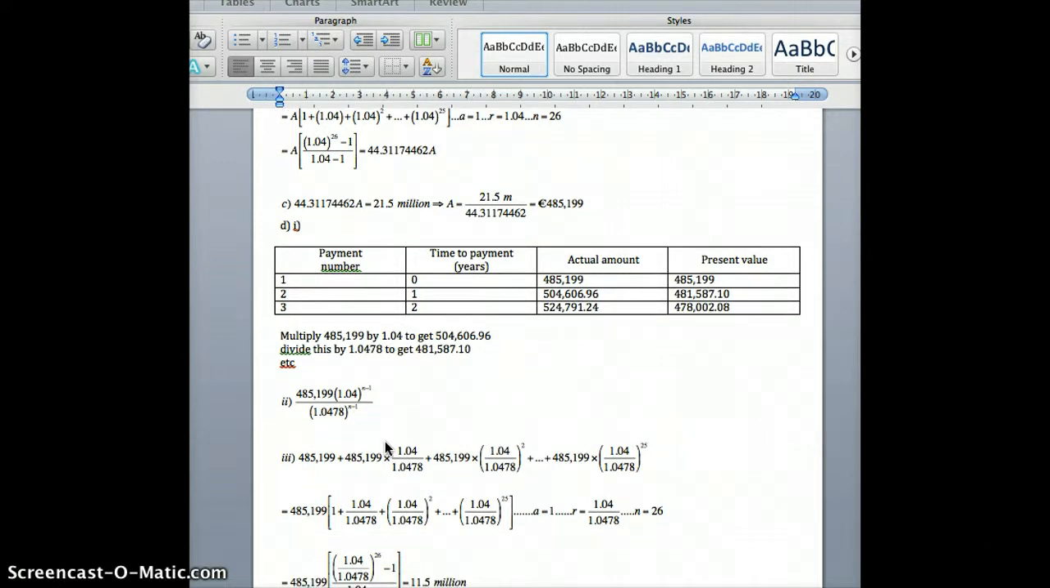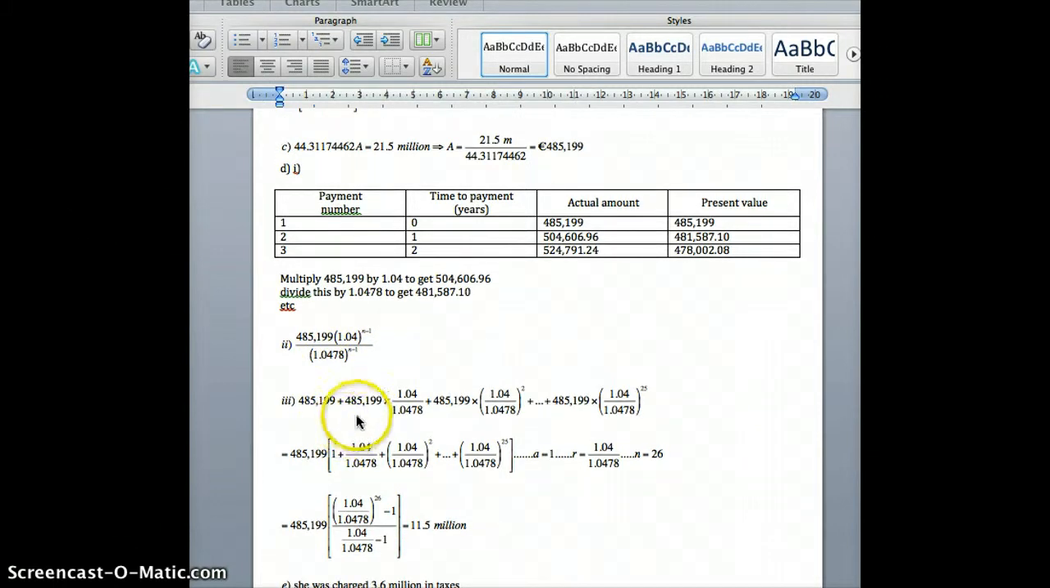So it's a bit trickier than usual in that you've got two separate percentages, but it's very straightforward still. If you just remember that what you're multiplying by is that divided by that, 1.04 divided by 1.0478. So that combination of those two is actually your R when you're trying to find the present value of all the payments. So the present value of the first one is 485,199. The present value of the second one is 485,199 multiplied by 1.04 divided by 1.0478 to get you the present value.